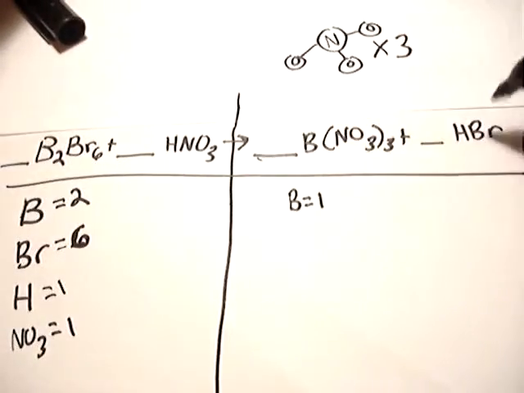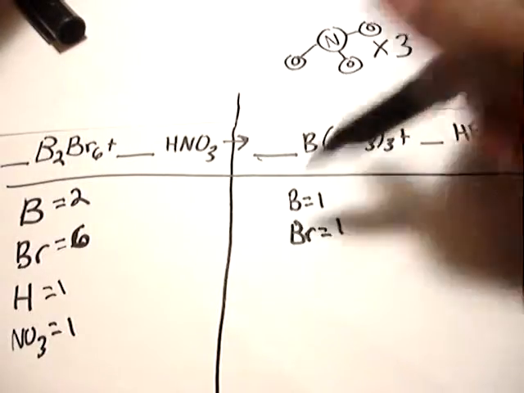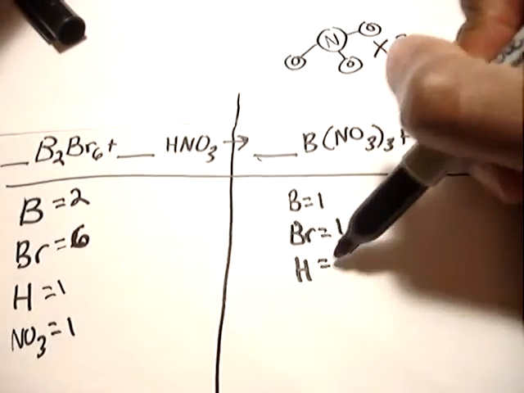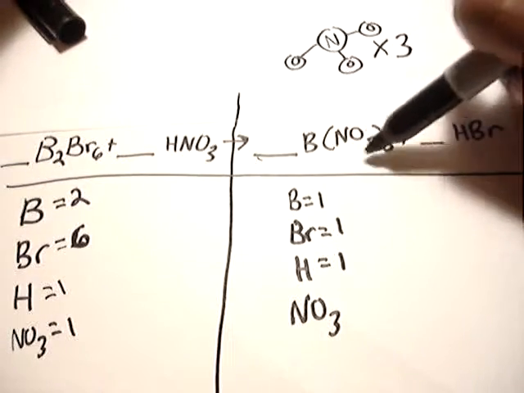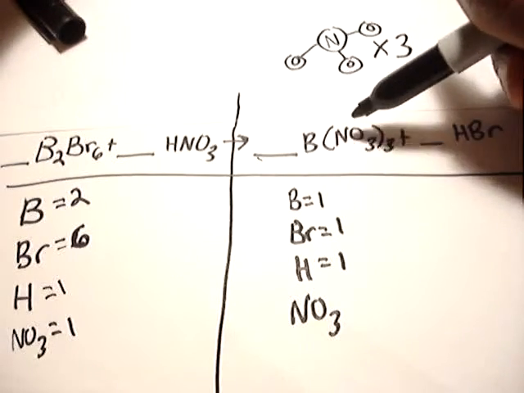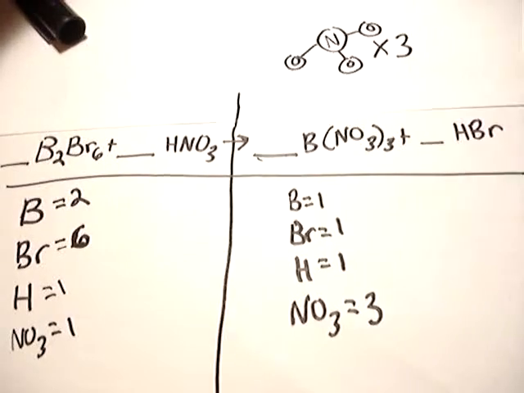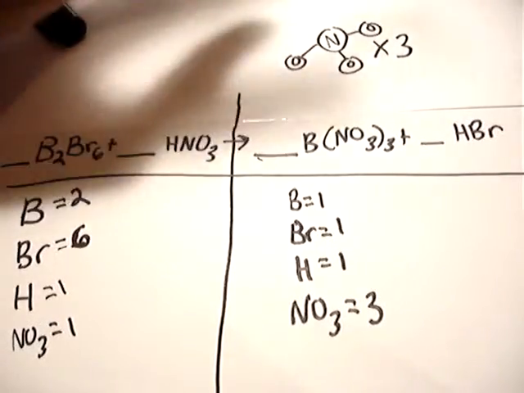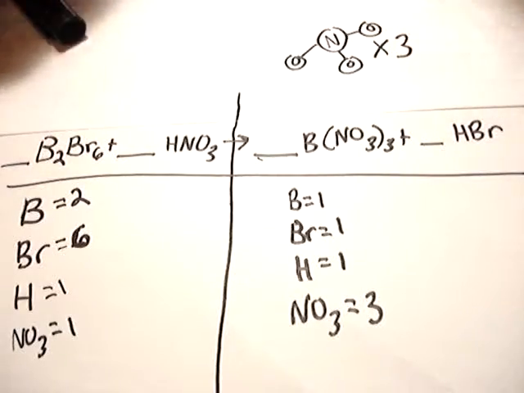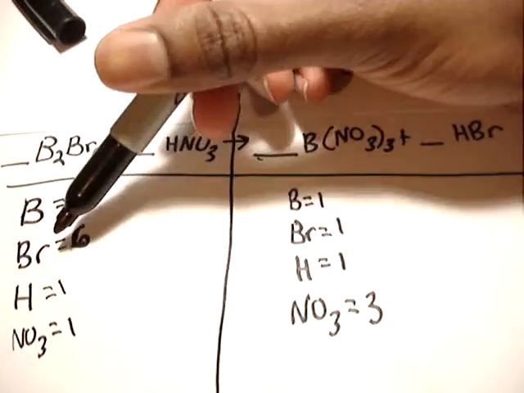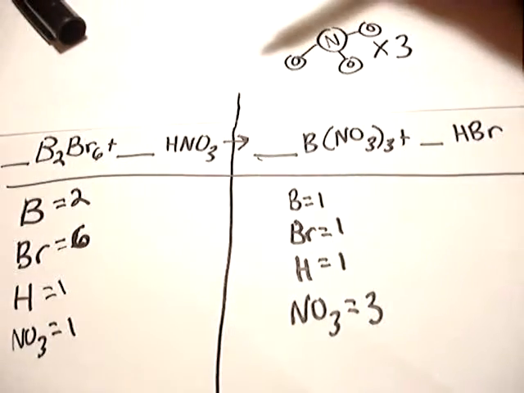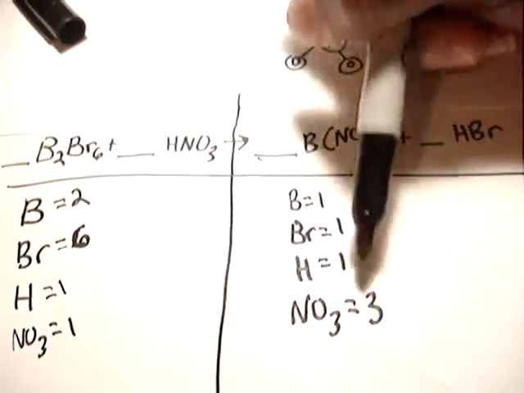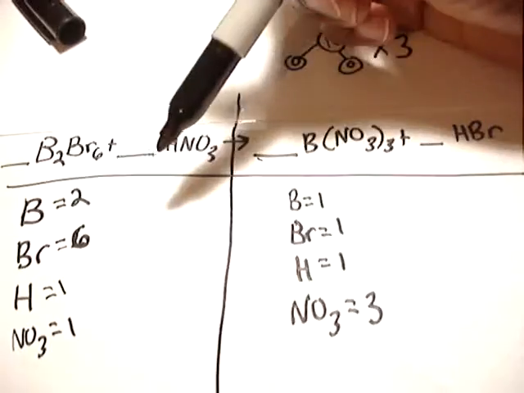Okay, on this side we have 1 B. We have 1 BR. We have 1 H. And since it's in parentheses, we're going to treat the NO3 as one collective molecule. We have 3 NO3s. Next thing you want to do is look at the largest number out of these. Here we have the BR. Out of these 8 numbers, 2, 6, 1, 1, 1, 1, 1, and 3, the largest number is the 6.